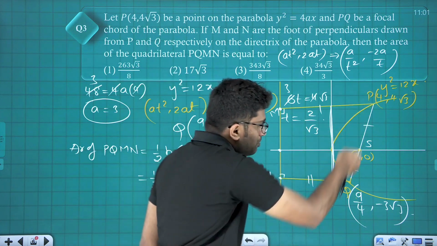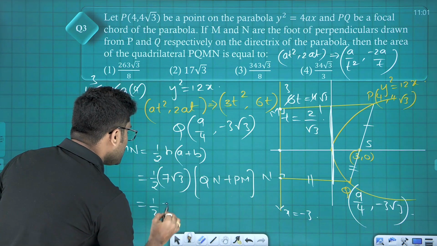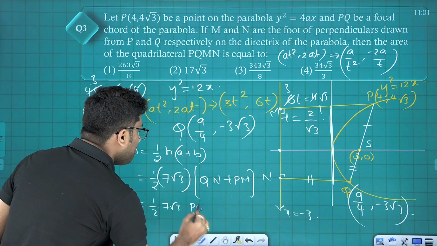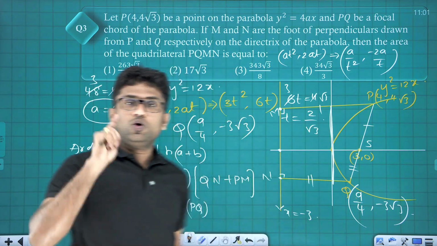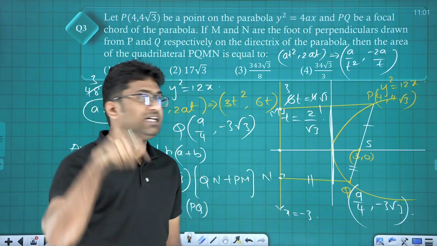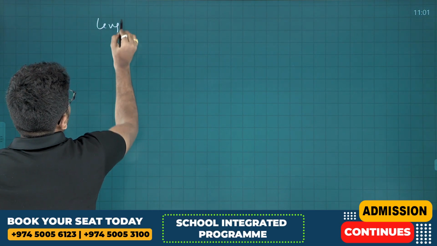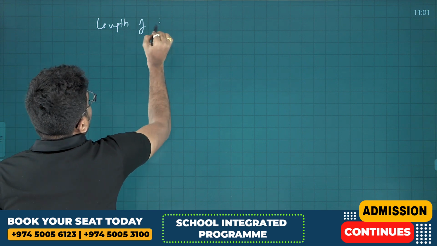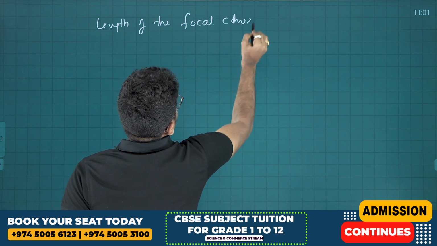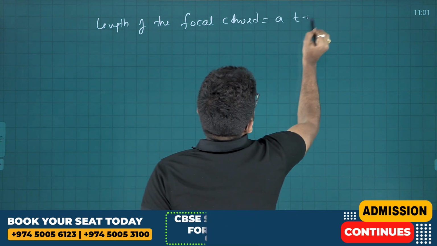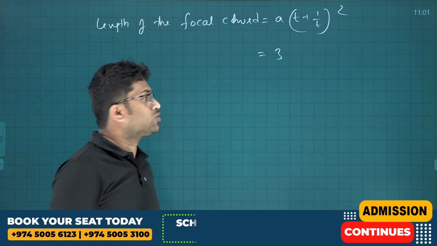But what is PS plus QS? Which is nothing but PQ. So half into 7 root 3 into PQ. What is this PQ? Length of the focal chord. You know, if a and t are known, the length of the focal chord is a times (t plus 1 by t) whole square. We know a is 3 and t is 2 by root 3.